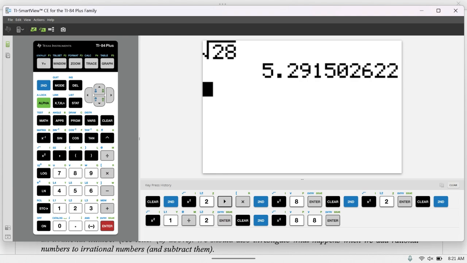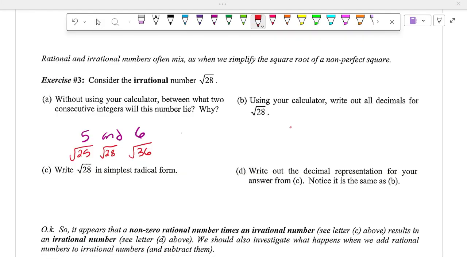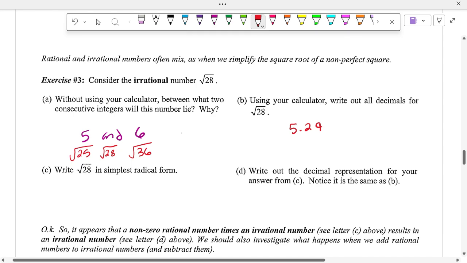All right, good. All right, what is it? 5.29. Keep going.